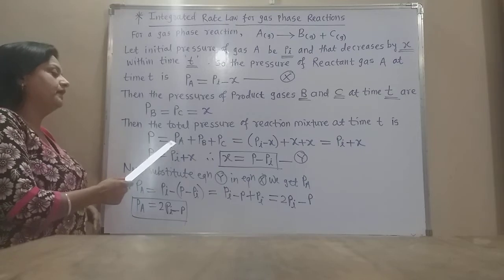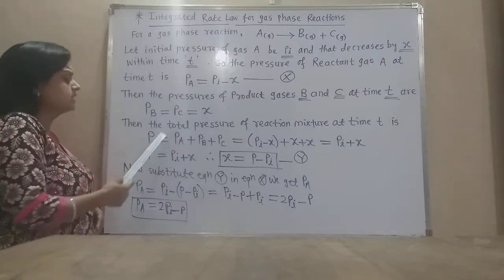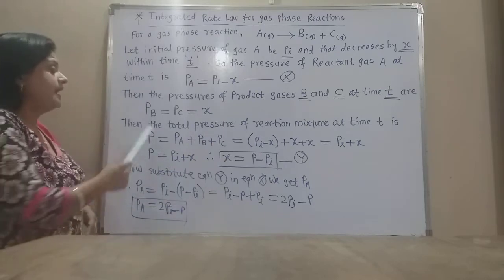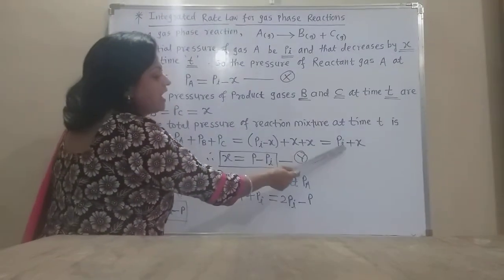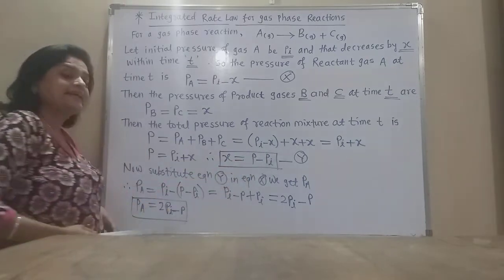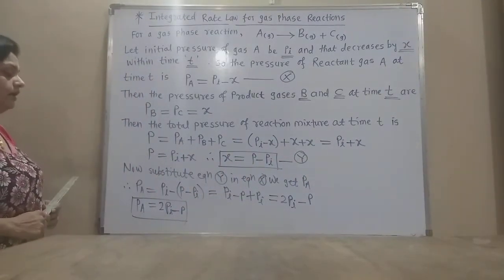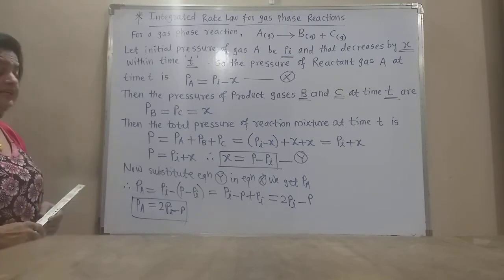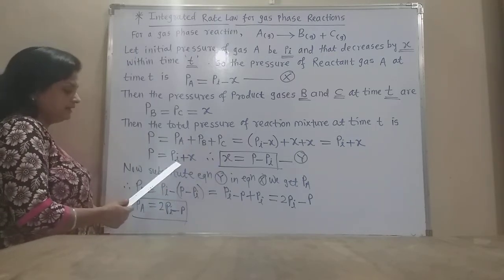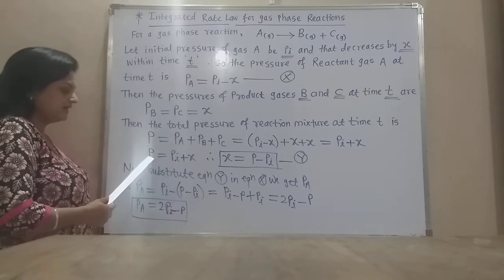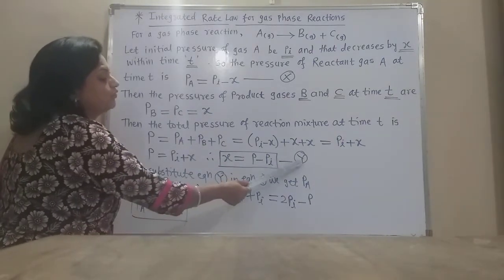These are the pressures of reactant and product gases after time T. Now Pa is equal to Pi minus X, and Pb and Pc are equal to X plus X. Now it becomes Pi plus X, because this X and this minus X get cancelled. So the total pressure P is equal to Pi plus X. Here we have to calculate the pressure X which has decreased. So X is equal to P minus Pi, as Pi gets subtracted from P. Suppose this is our equation Y.